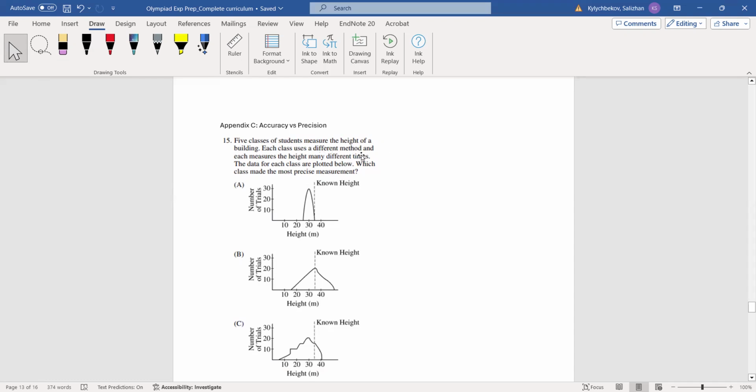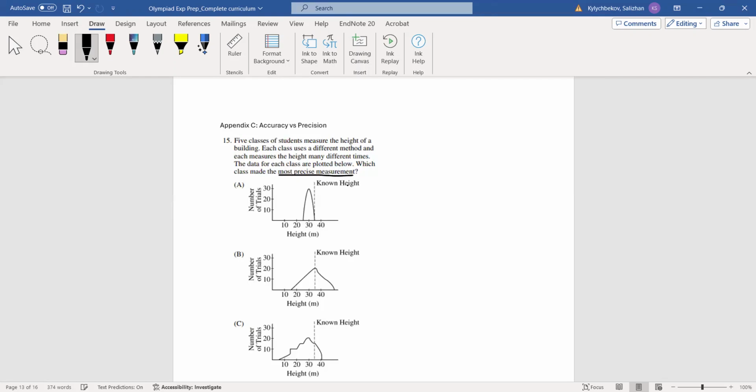Each class uses a different method, and each measures the height many different times. So they are doing independent measurements. The data for each class are plotted below. Which class made the most precise measurement? Notice it's not saying most accurate, but most precise.